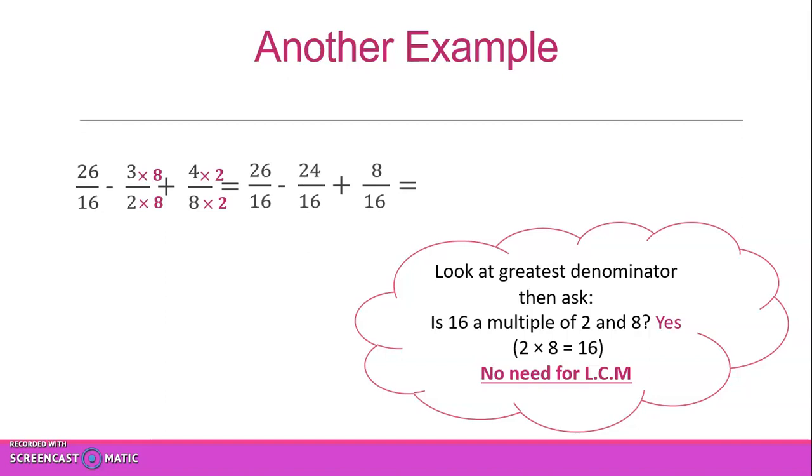Now the three fractions have the same denominator, which is 16. I can start calculating in numerators. I start with the first two. 26 minus 24 gives us 2 over 16 because I keep the denominator as it is. Then I copy the 8 over 16 as it is. Then the final answer will be 10 over 16 because I only add 2 plus 8 gives us 10, and I keep the denominator as it is.